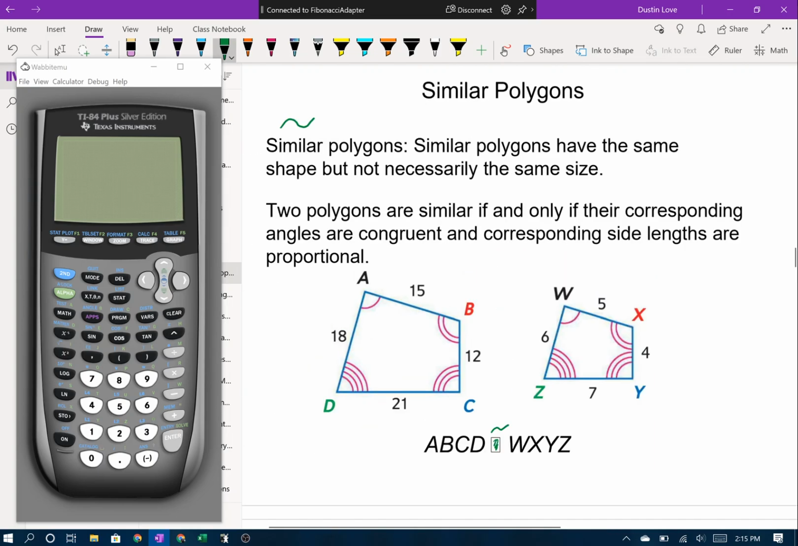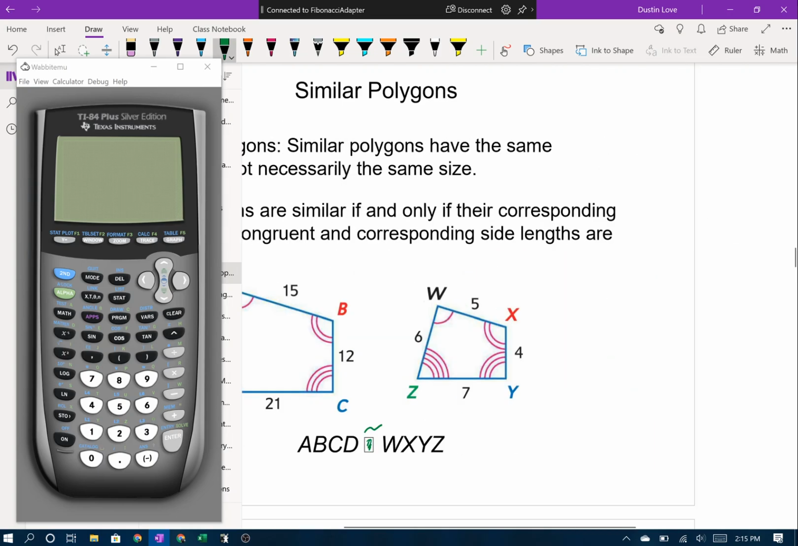Okay, well, let's jump over here and talk about symbology for a second. Same shape. What does this symbol equal or mean? Equal. Okay, concept though. What does equal mean? The same size, right? If I compose those two symbols together and say it is both the same shape and the same size, that's congruent. That's where the congruent symbol comes from.